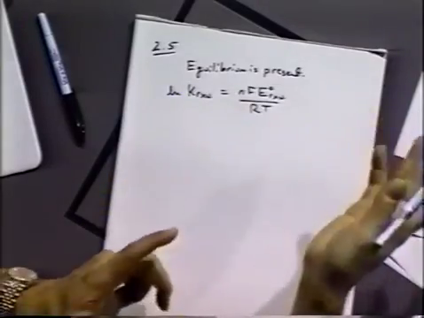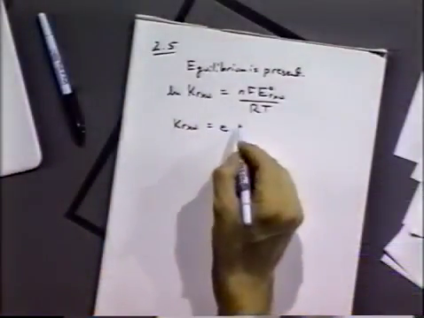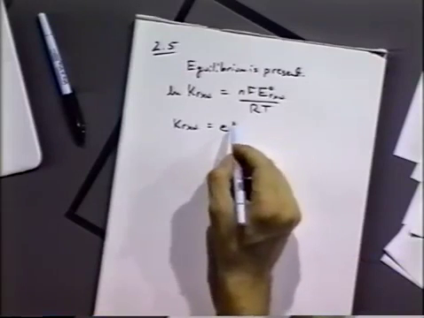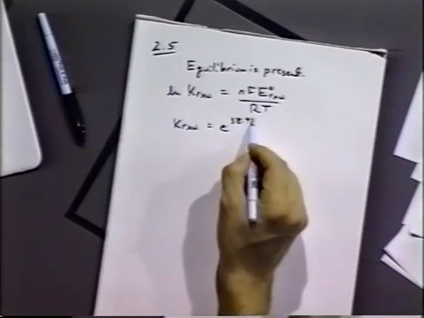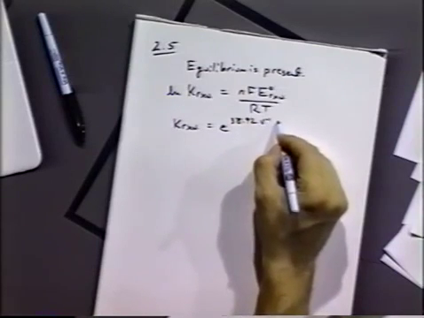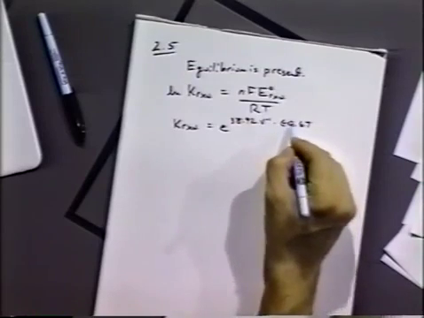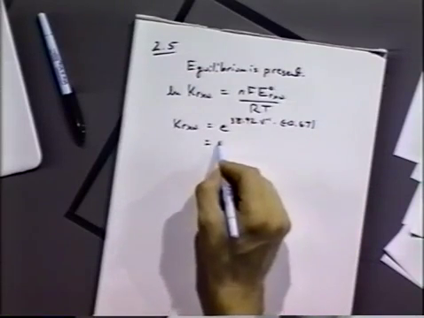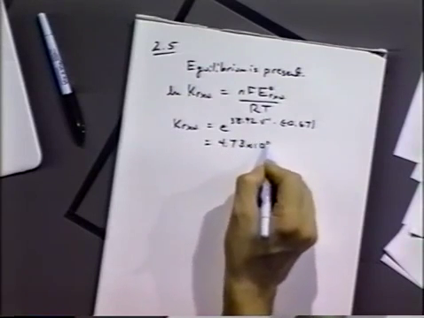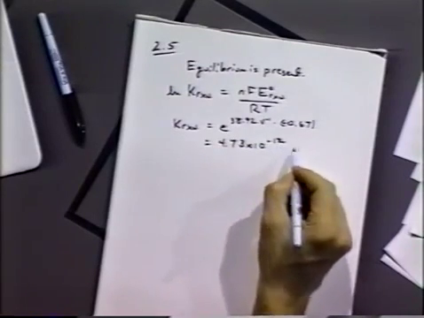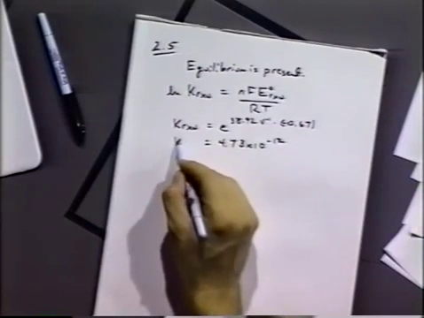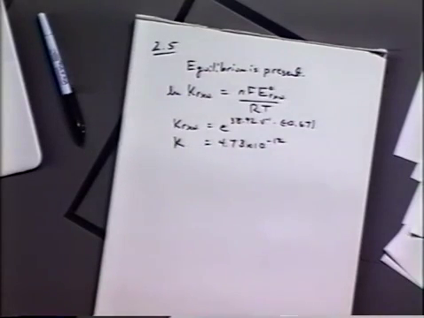But I left it as an electrolytic cell, a non-spontaneous cell. And in that case, the reaction equilibrium constant would be equal to the exponential of 38.92 reciprocal volts times the E0, which is minus 0.67 volts. And so 4.73 times 10 to the minus 12 is the equilibrium constant.